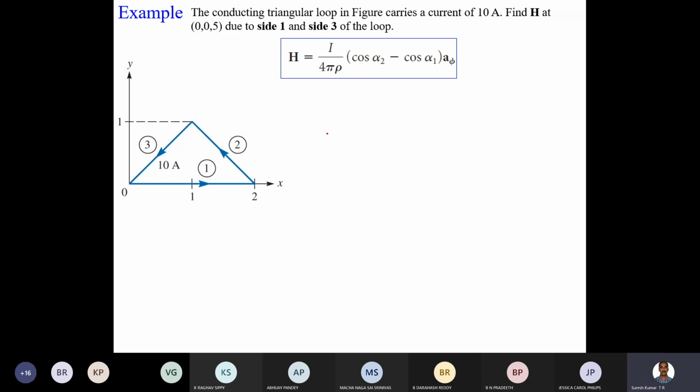Now let us start. First redraw this picture. This is Z, X, this is Y.